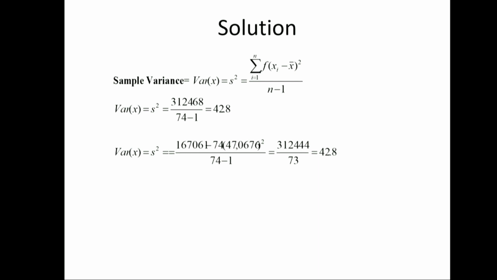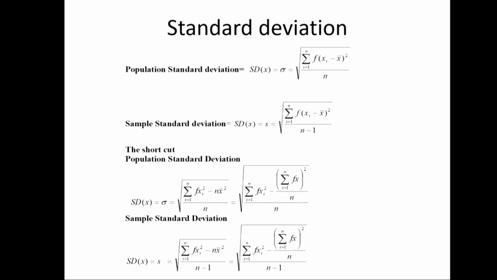The next is the standard deviation. As I've said, standard deviation for grouped data is just the square root of the variance. The population standard deviation, sigma, is the square root of the sum of f si minus s bar square divided by n. While that of the sample standard deviation will just be the square root of the sum of f si minus s bar square divided by n minus 1. You take the square root of everything.